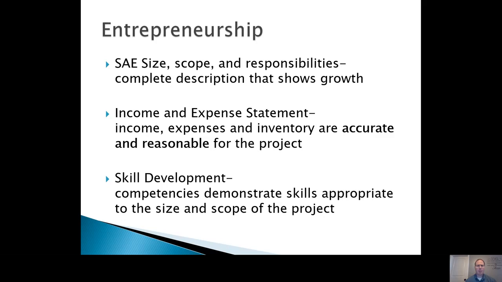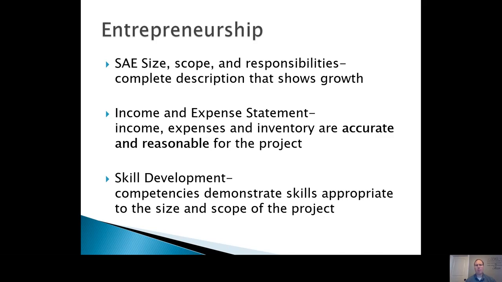The final thing we want to pay a lot of attention to in an entrepreneurship form is the skill development. We're looking for 10 competencies there that demonstrate skills appropriate to the size and scope of the project. If, for example, I tell you in my form that I had the world champion market goat last year, you would be looking for some fairly high skills in relation to having the grand champion market goat. If I tell you that I've been mowing yards for 2 years and I'm doing it all with a push mower, maybe you're not looking for such high skill levels there. But again, there's going to be 10 of those.